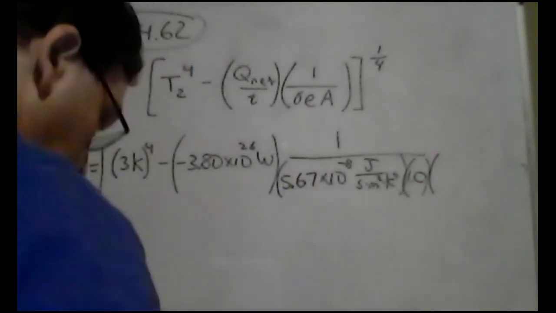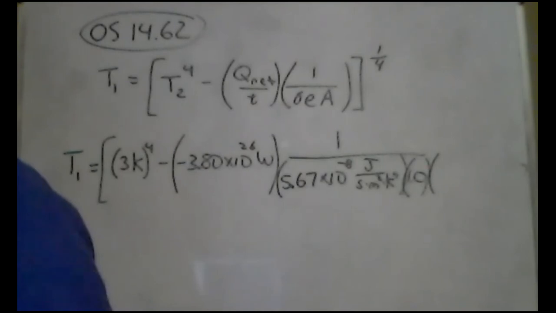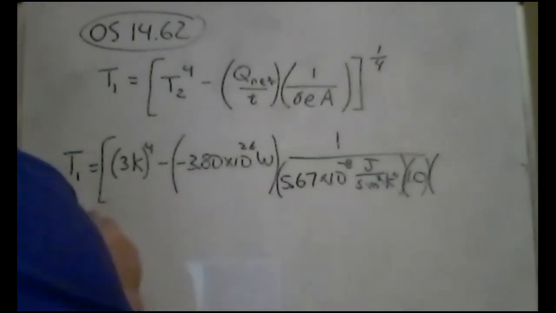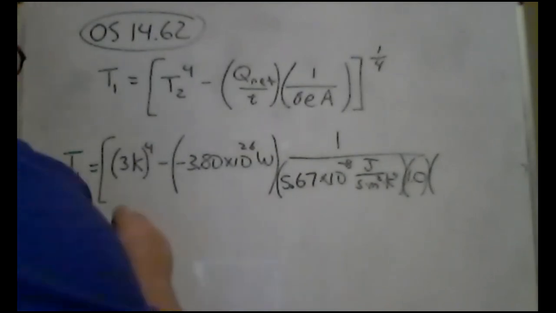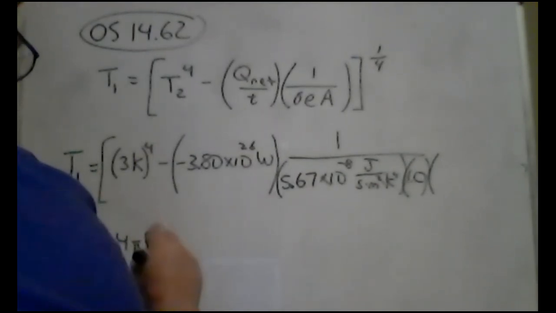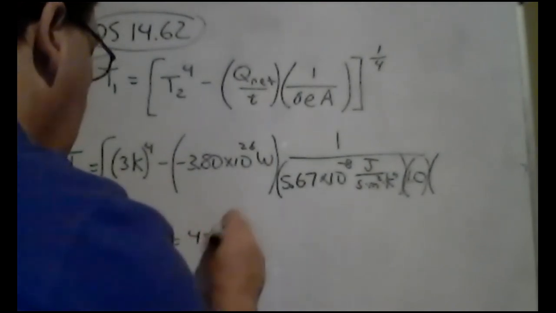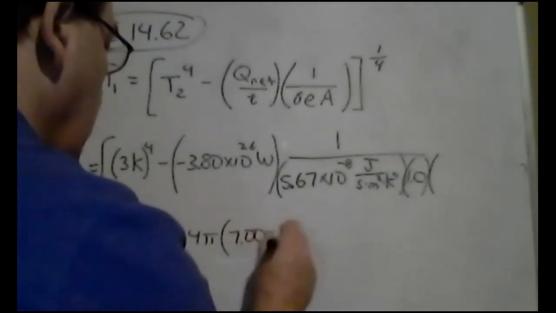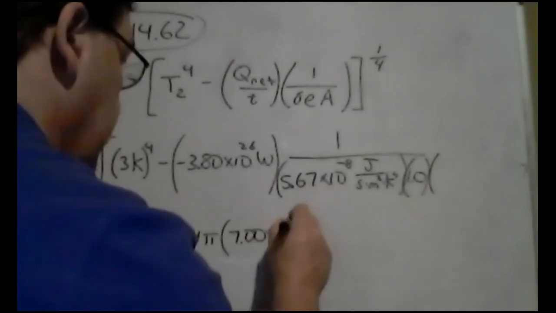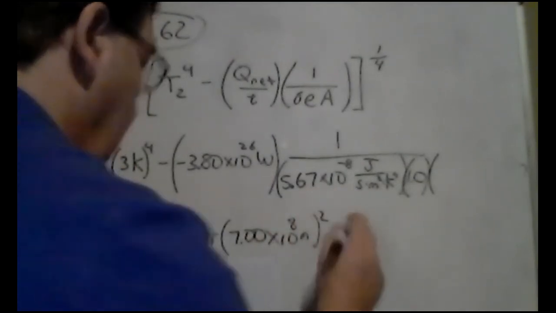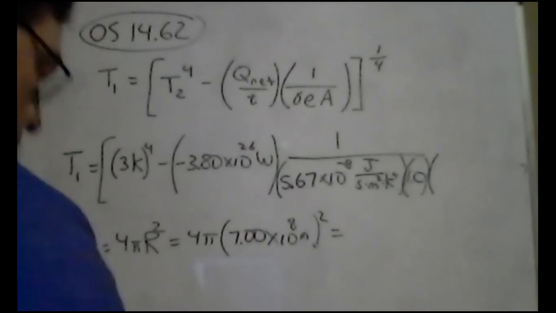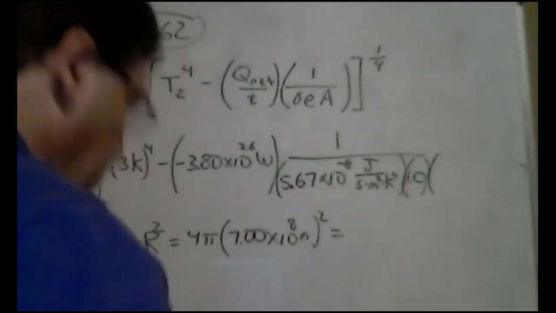The area of the sun, I'm given a 7.5. Well, actually, I have to figure that out, don't I? Hang on one second. The area of the sun, we need to figure that one out. That's the surface area of a sphere, 4 pi r squared, where r is the radius. So that's 4 pi times 7.00 times 10 to the 8th meters, the radius of the sun. Square that, and you find that it's 6.16 times 10 to the 18th meters squared.